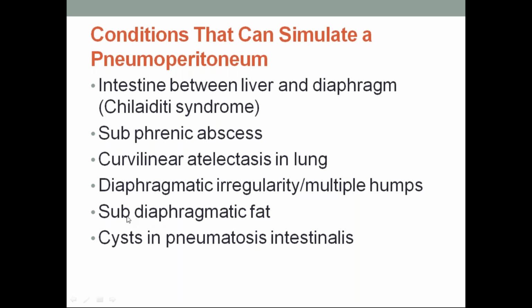And sometimes subdiaphragmatic fat also, if more subdiaphragmatic fat is there, it will also mimic pneumoperitoneum. And the cysts in pneumatosis intestinalis. What is it? Pneumatosis intestinalis means the gas which lies within the bowel wall. It is not outside the bowel wall. It is within the bowel wall.